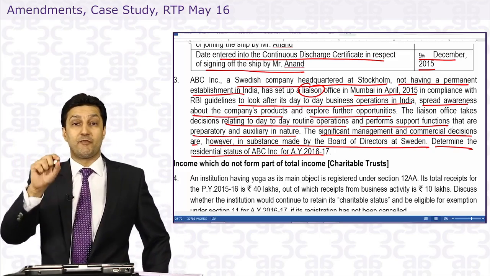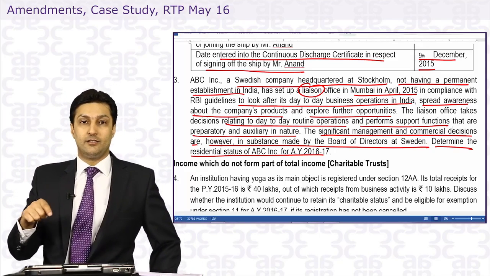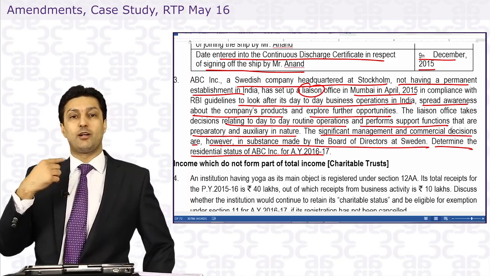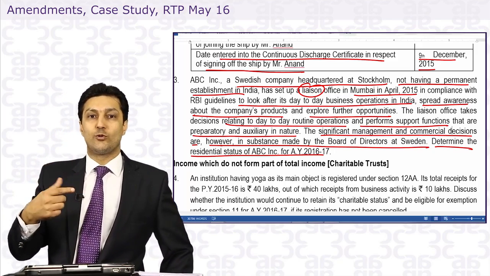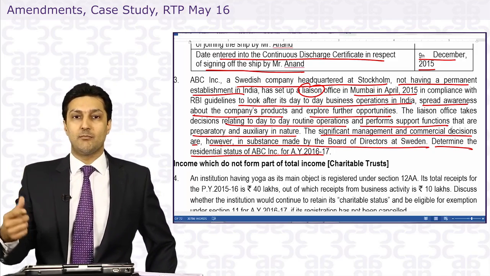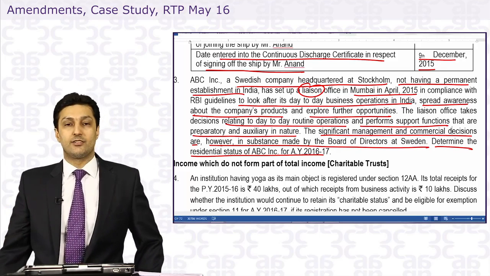Second paragraph, from the facts of the case. Now you look at the fact. You say ABC is incorporated in Sweden and the liaison office in India is only taking day-to-day decisions and not the key managerial and commercial decisions.